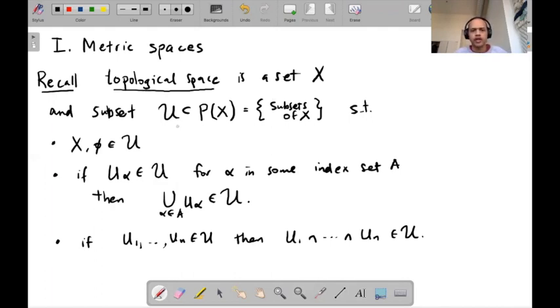So this set script U, these are the open sets, which is a certain collection of subsets of X, and that collection includes X, it includes the empty set, it's closed under unions, and is closed under finite intersections.